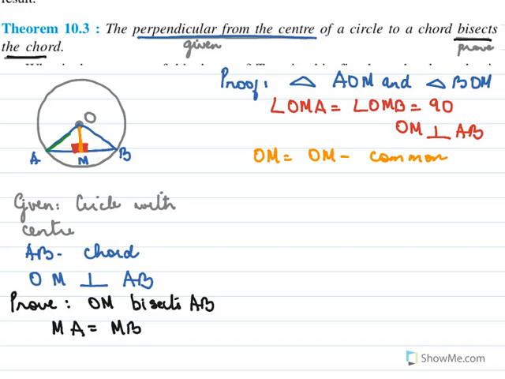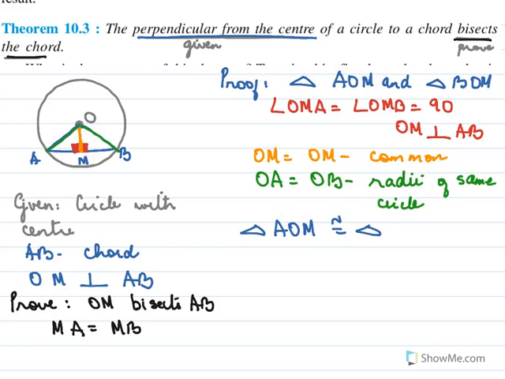And here we have OA equal to OB, radii of the same circle. Therefore, I can say the triangles are congruent. Triangle AOM is congruent to triangle BOM, and that would be by RHS. If they're equal, I will say AM equal to BM by CPCT. This AM will be equal to BM by CPCT.